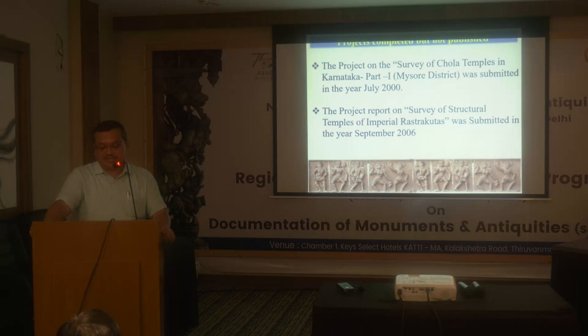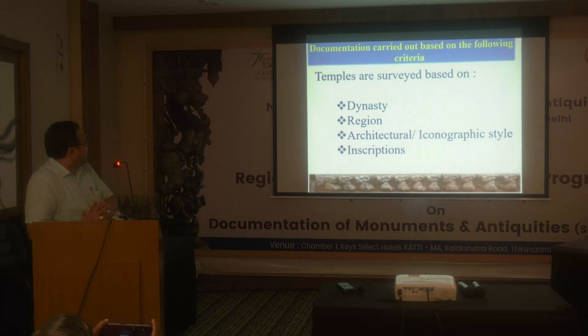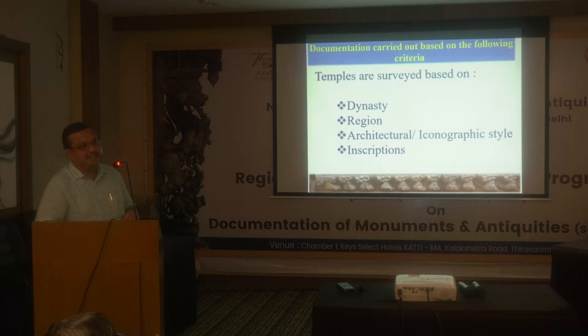Our basic ideology of the documentation is how we classify temples in the documentation. Simply, we can take it dynasty-wise, or region-wise, or by architectural or iconographic importance, or some other inclusion ideas. Based on that only, till date we documented and we are following the same pattern till now. How we go and document, that is a confusion existing with us. How to document?